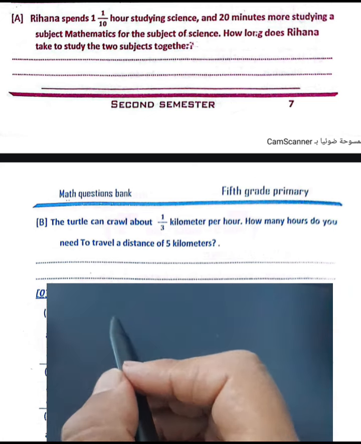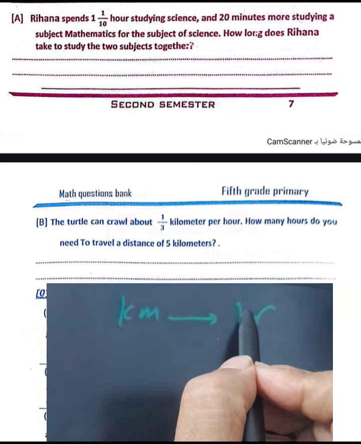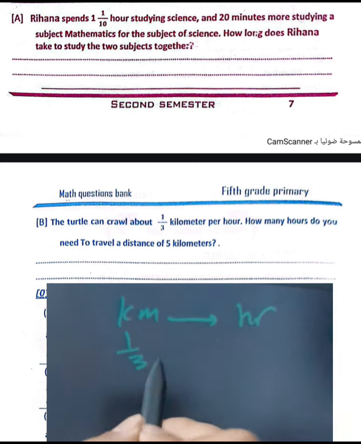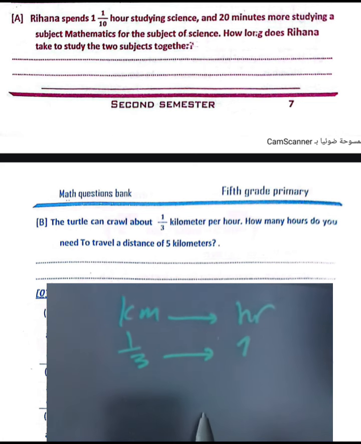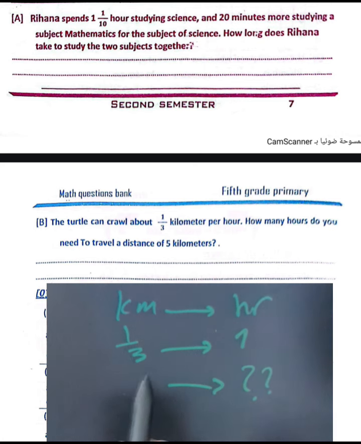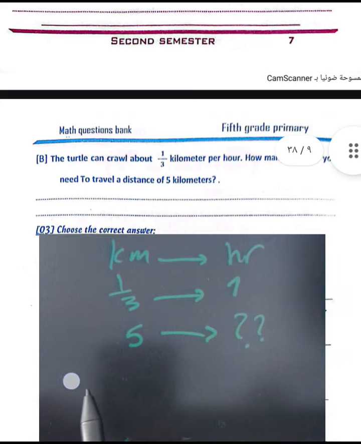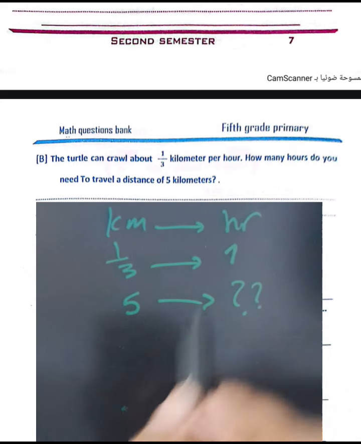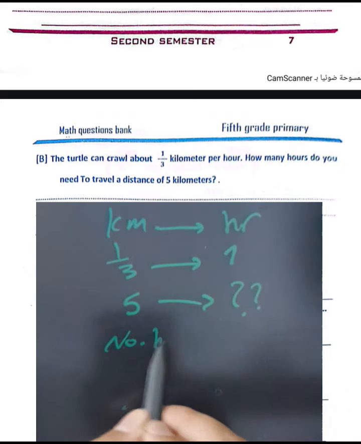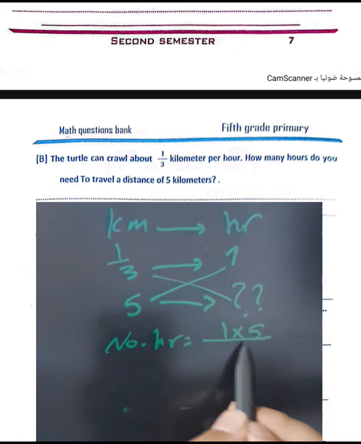Okay, you can compare the number of kilometers and the number of hours. The turtle can crawl about 30 kilometers in 1 hour. How many hours do you need to travel 5 kilometers? Okay, we can find the number of hours. Number of hours equals 1 times 5 divided by 30.